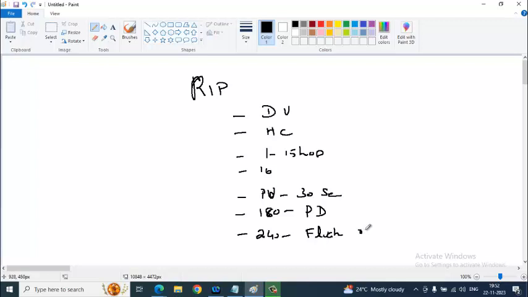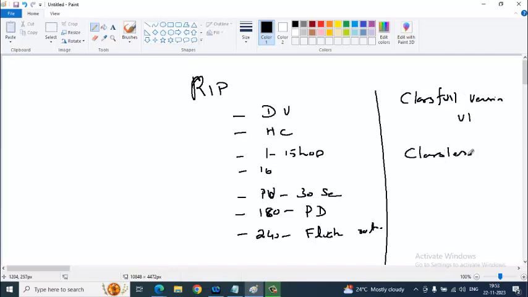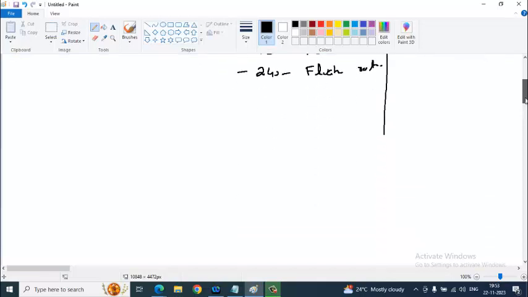And we also learned that RIP has got two versions. One is the classful version, which is version 1. Another one is the classless version 2. Now, what is the difference between classful and classless? Let me explain with a diagram.